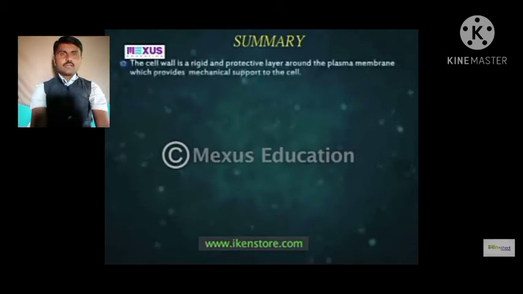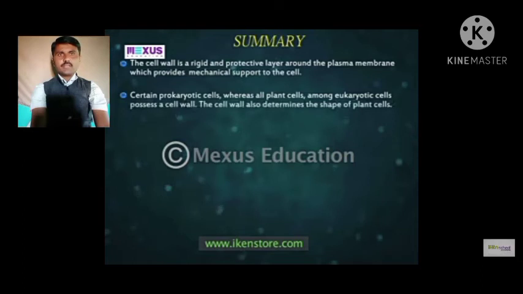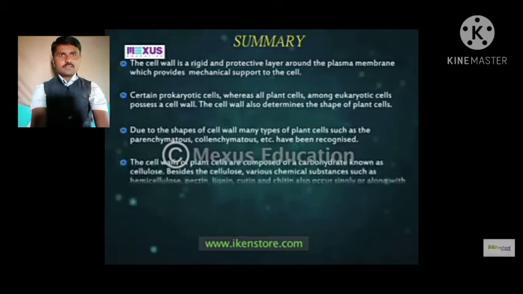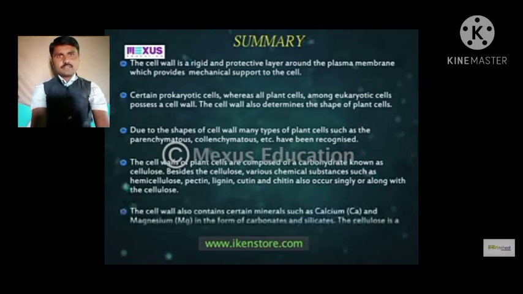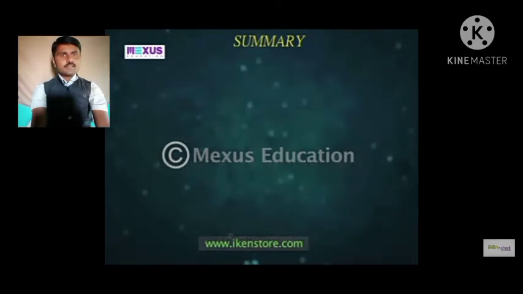So this is the summary you can read. The cell wall is the rigid and protective layer outside the plasma membrane which provides mechanical support. Certain prokaryotic cells and plant cells among eukaryotic cells possess a cell wall. The cell wall determines the shape of plant cells. The cell wall also contains certain minerals such as calcium and magnesium in the form of carbonates and silicates.